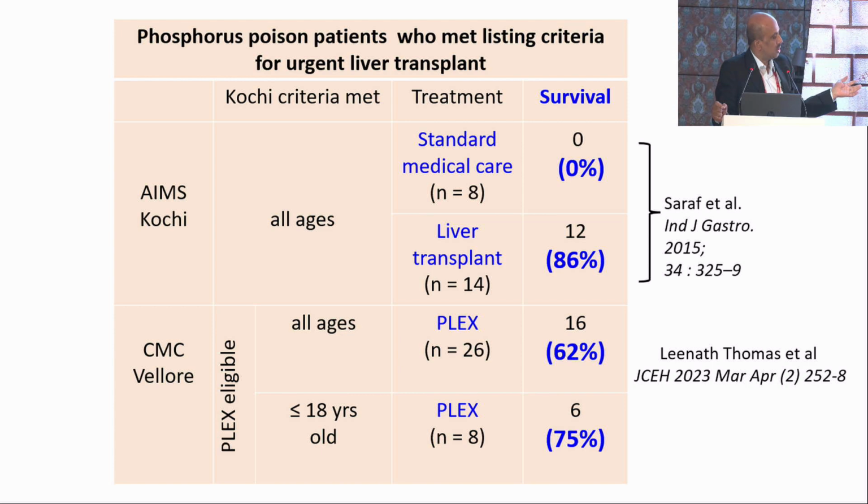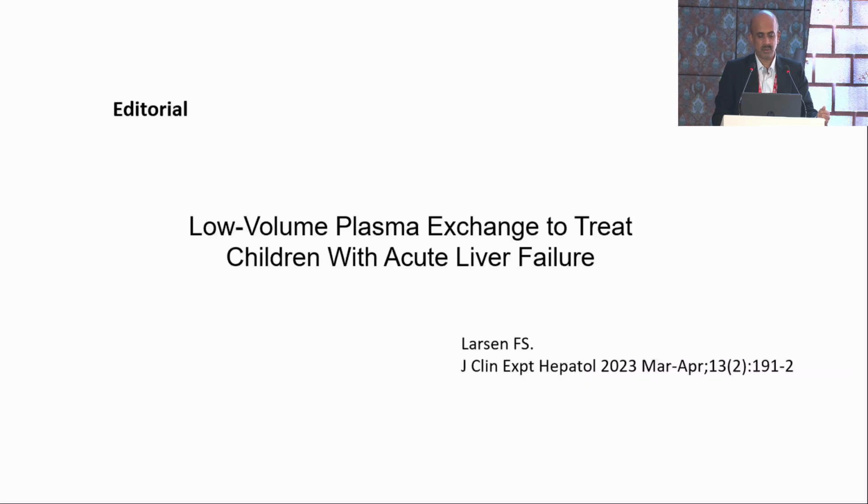of course the numbers are very small, but those who met these criteria and none of the families opted for urgent liver transplantation, the survival across all age groups was 62%, and those in a younger age group was 75%. So increasingly it appears that this therapy is saving lives.